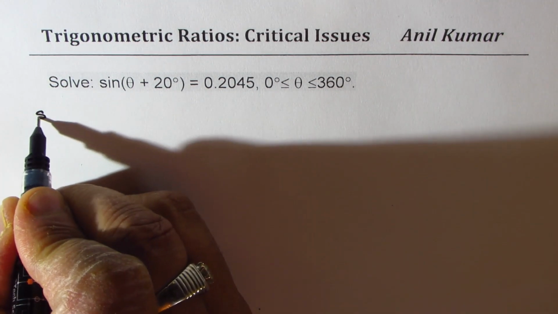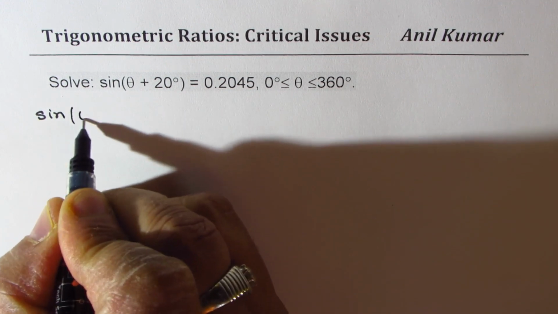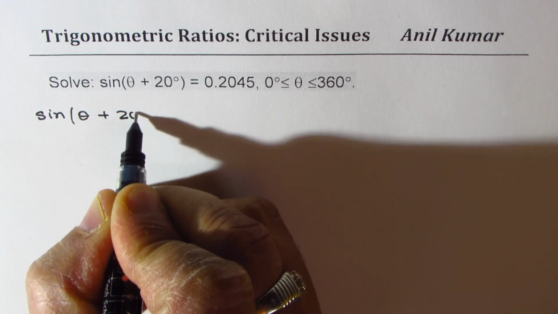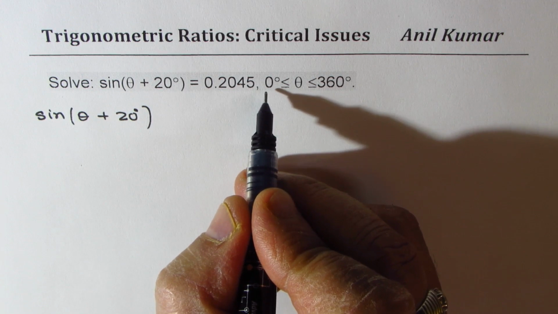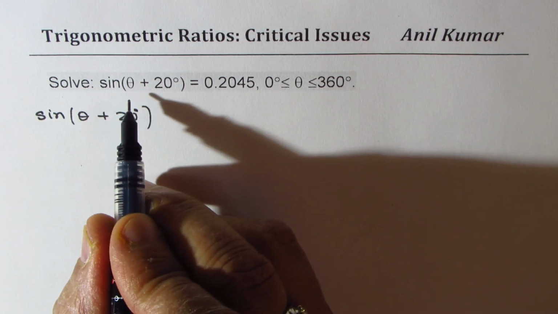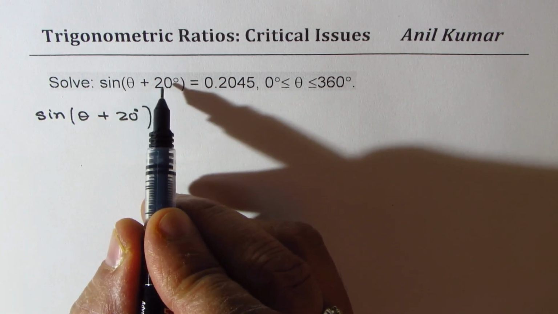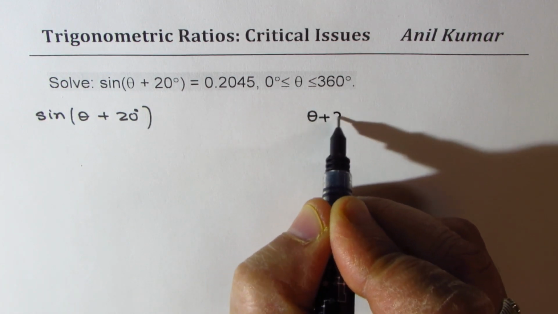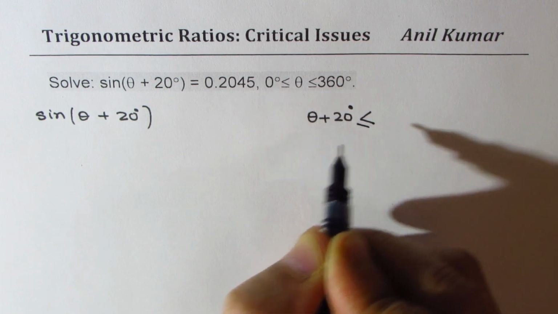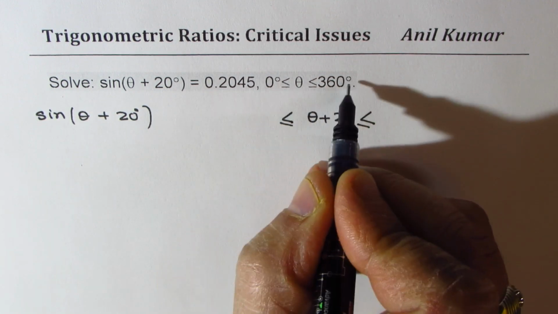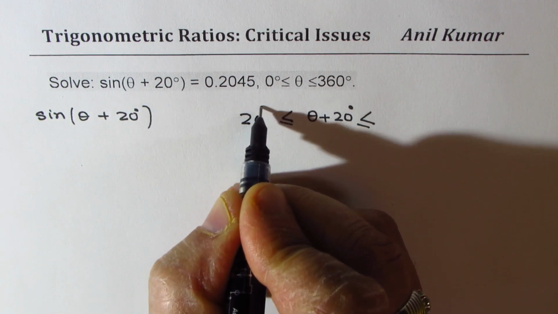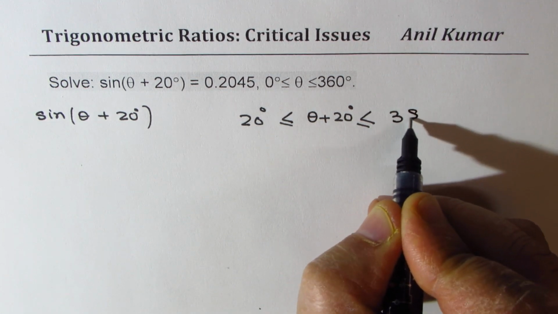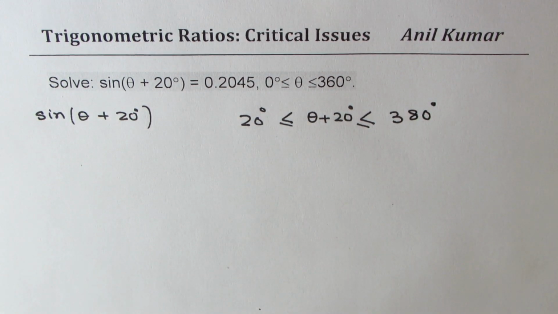We need to solve for sine of theta plus 20 degrees. Now if theta is between 0 to 360 degrees, what should be the value for theta plus 20? So we will add 20 to this. So theta plus 20 degrees should be between what limits? Adding 20 to both the ends, we get between 20 degrees to 380 degrees. Does it make sense? So that is the first step, to look into the domain.